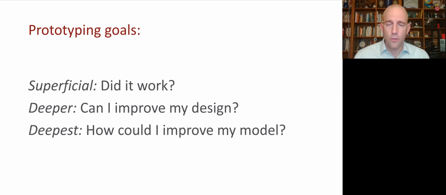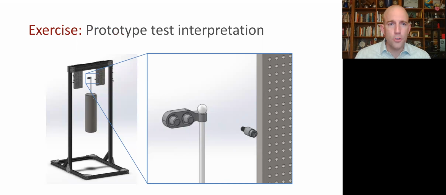We might also discover that there are phenomena we hadn't yet modeled, like we might see that our component fails in buckling rather than by yielding. And then we can go back and bring new models to bear on the problem. Today, we'll do a series of exercises where we look at the results of empirical tests and interpret them.